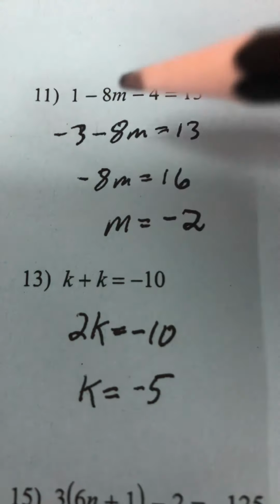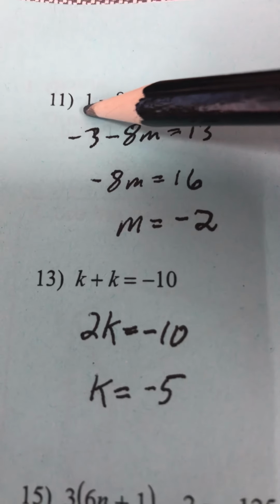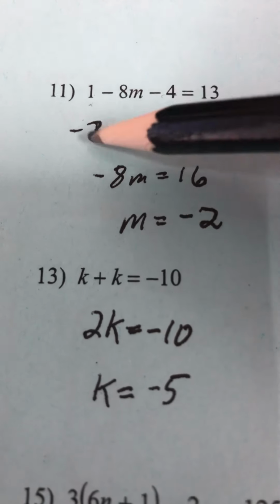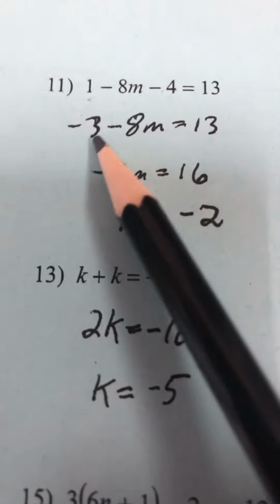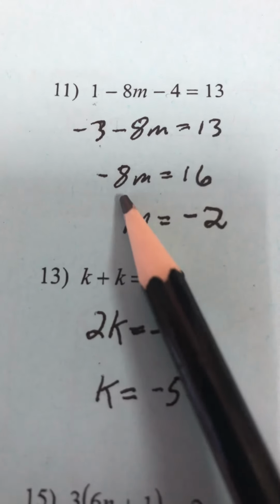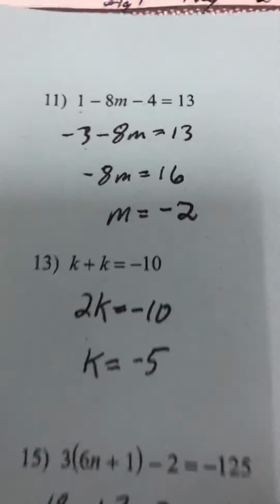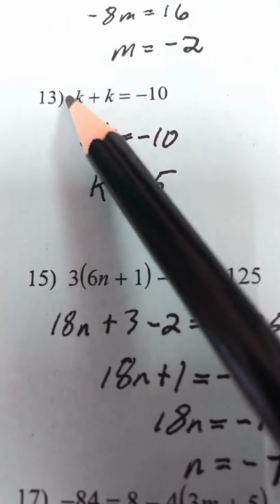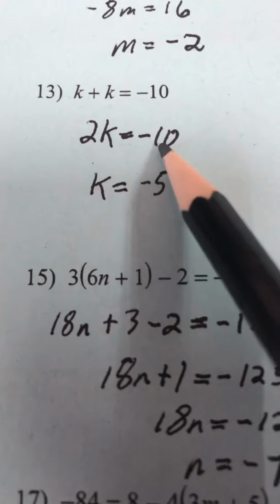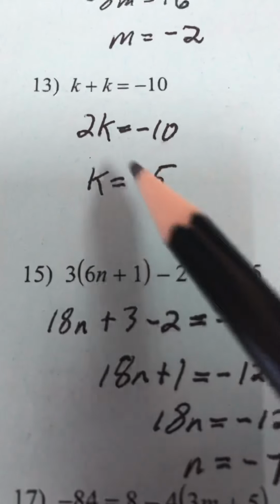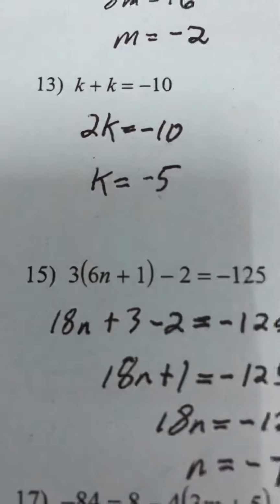Number 11, I'm combining the like terms, so I just have the 1 and this -4 gives me a -3. Then I'm going to add 3 to both sides. Then I'm going to divide both sides by a -8. And I get m equals -2. I put my k's together, and I get 2k equals -10. I divide both sides by 2, and I get k equals -5.